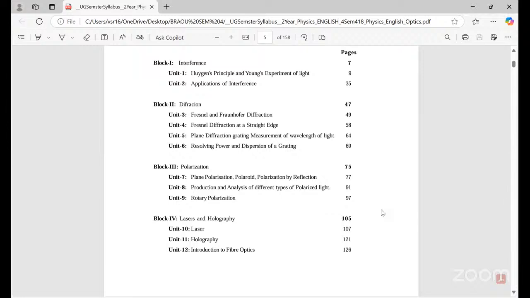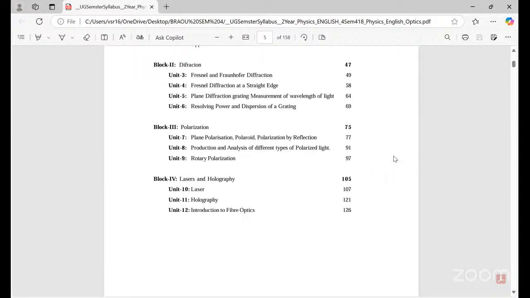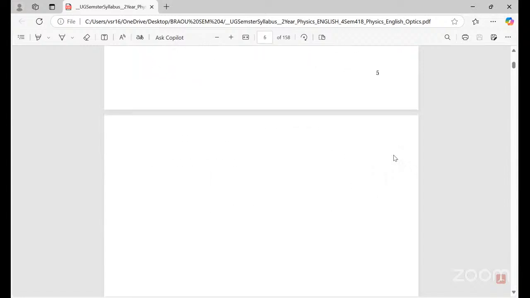Where you are using the lenses, you have to study the phenomena of the light properties. Optics is a branch of physics which deals with light. There only we are using the lenses, whether it is an interference pattern or a diffraction pattern. So everything we are going to be discussing. Four blocks are there: the first block is interference, second diffraction, third polarization, and finally lasers and holography.